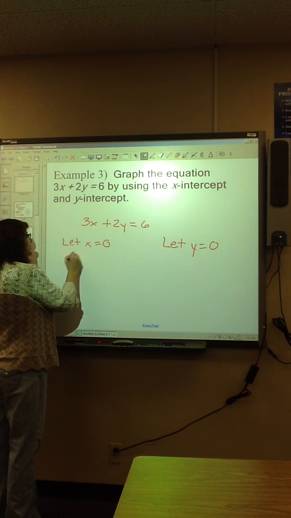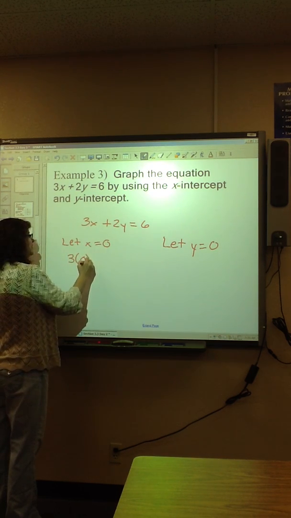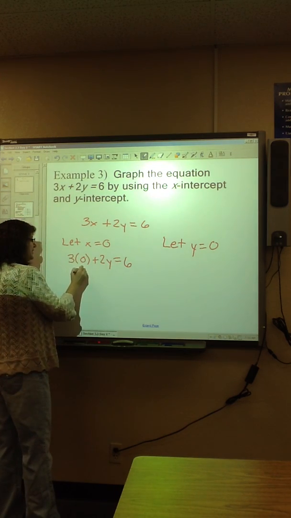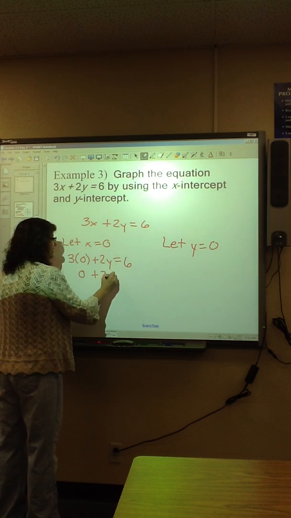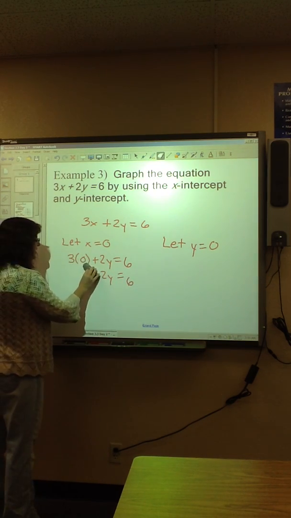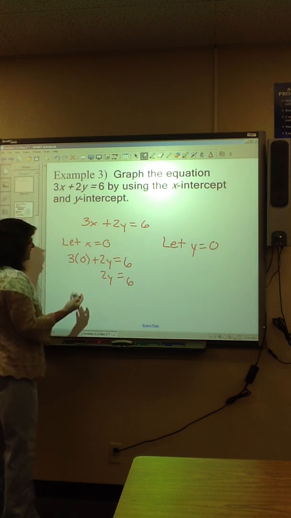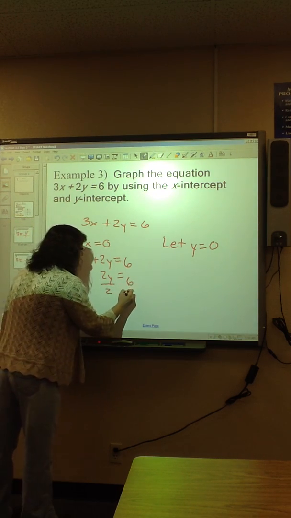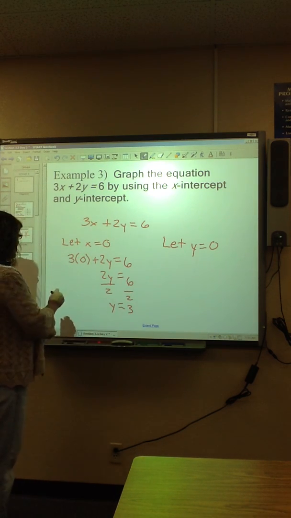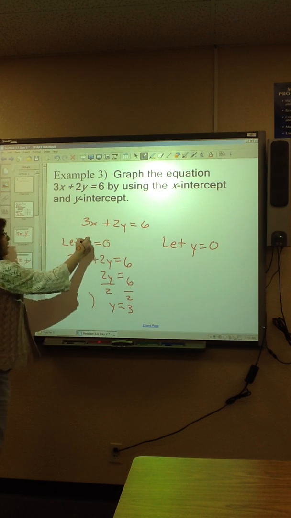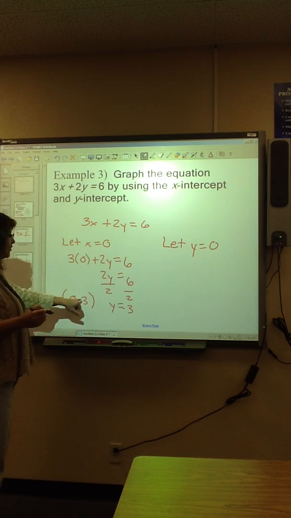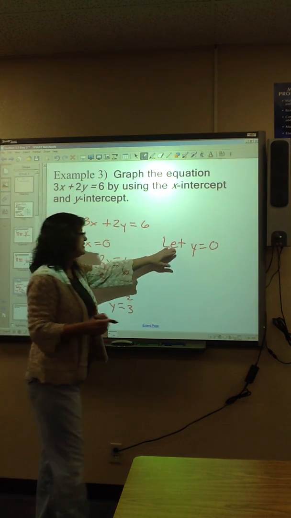So here I go. 3 times x, which is 0, plus 2y equals 6. 3 times 0 is 0, plus 2y equals 6. I really don't need that 0 sitting out here, so I'm just going to get rid of it. Divide by 2 because I'm solving for y, and my y equals 3. So I found my y-intercept. When x is 0, y is 3. And I'm going to graph this point.